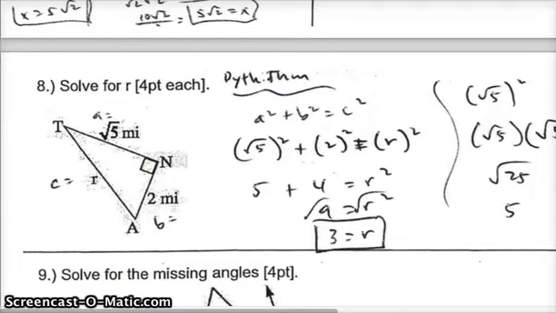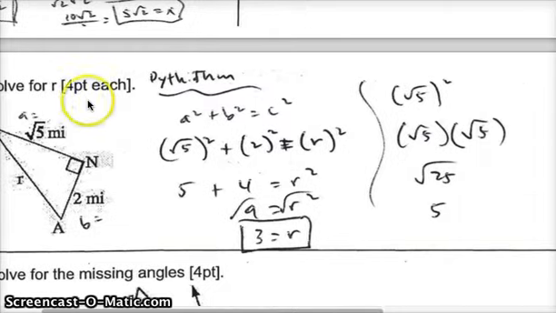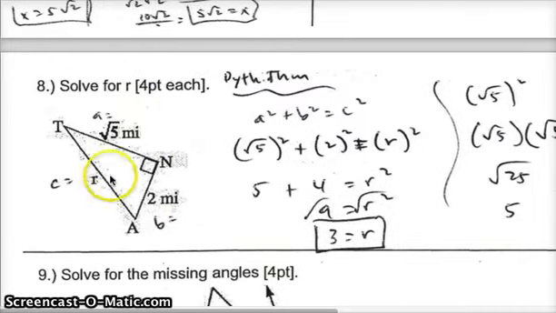This problem is asking you to solve for r. It's a variable. If you notice here, r is the hypotenuse. You have a right triangle. You have two sides of a right triangle, therefore use the Pythagorean Theorem. a squared plus b squared equals c squared, where c is across the right angle, the hypotenuse. So that variable is r.